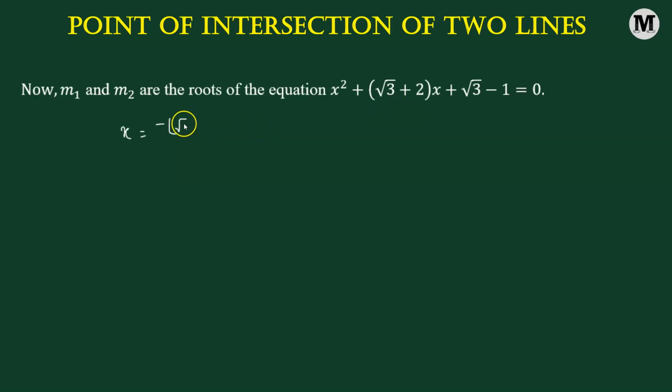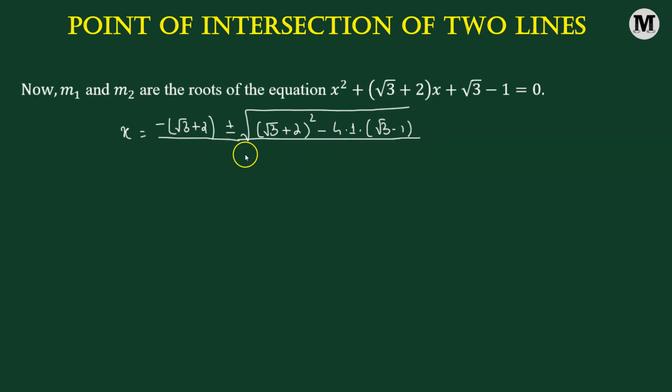So that's going to be square root of 3 plus 2, plus or minus, we'll take the square root. Underneath the square root, we'll first take the square of the coefficient of x. So that's square root of 3 added to 2, whole square. Then negative 4 times the coefficient of x squared, so that's 1, multiplied to the coefficient of the constant term, or you can say it is simply the constant term, square root of 3 minus 1. This is going to get divided by 2 times the coefficient of x squared.